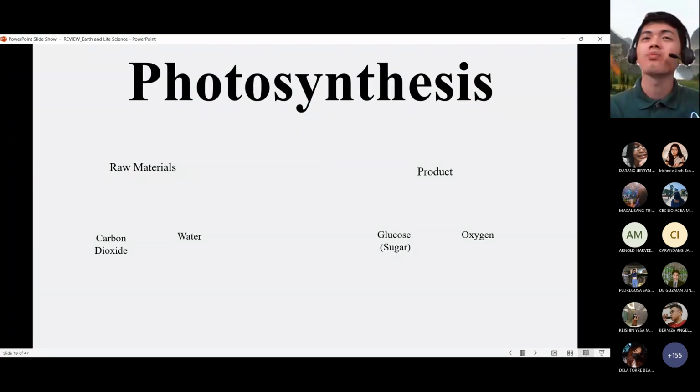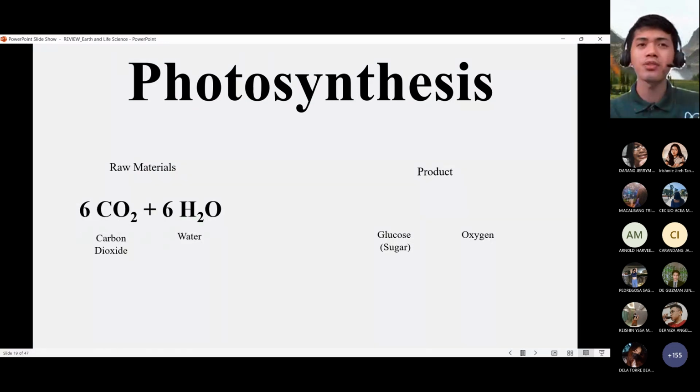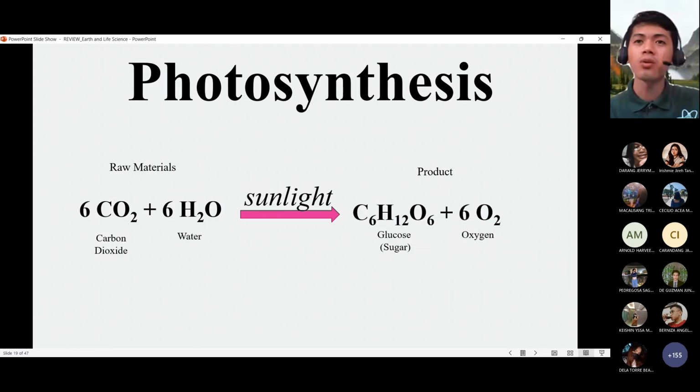Now, take note that the equation for photosynthesis is that we have six carbon dioxide molecules reacting with six molecules of water, yields, through the presence of sunlight, one molecule of glucose or simple sugar, and six molecules of oxygen gas. So this is the equation for photosynthesis. Take note, the raw materials, in other words, reactants. We also have here the products of photosynthesis.